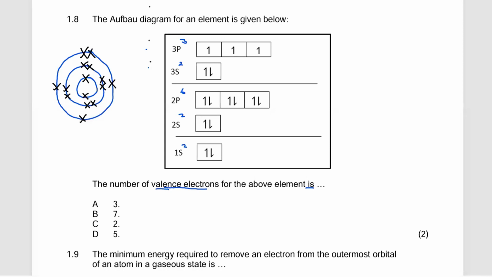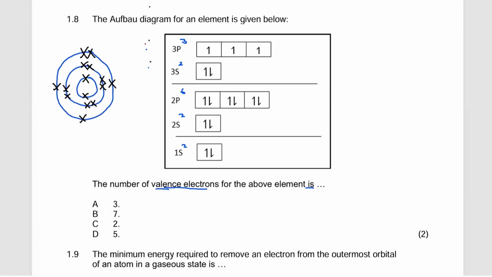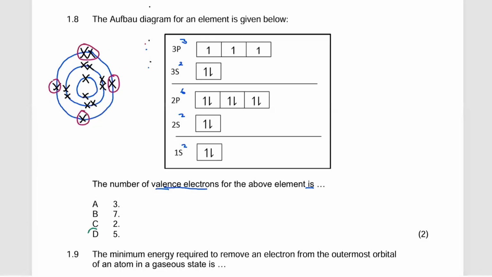So the main focus is on the electrons on the outer shell. It's 2 plus 1 which is 3, plus another one 4, plus another one 5. So our correct answer there is 5. From our options, we can see the correct answer should be option D. Option D is the one that is actually correct.